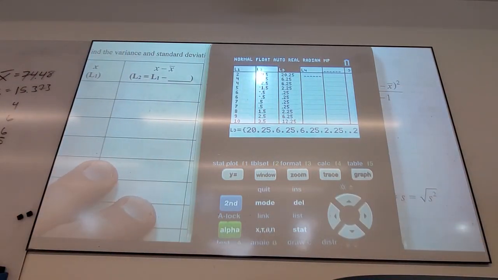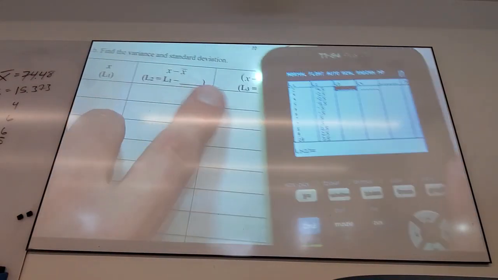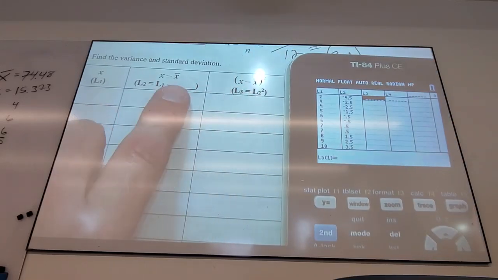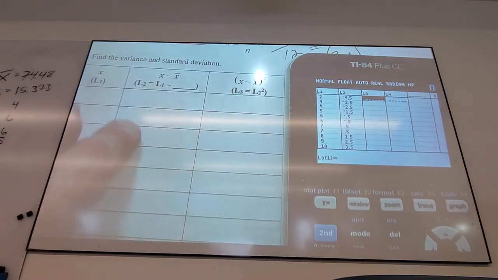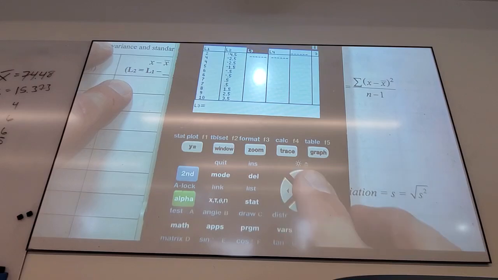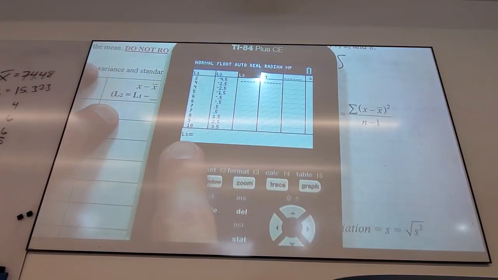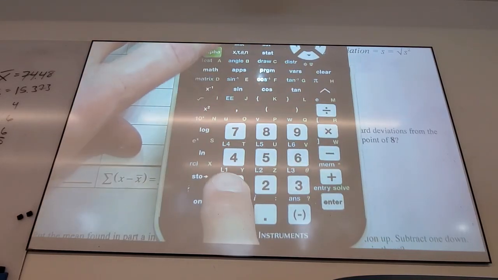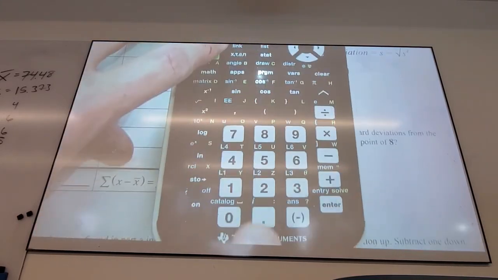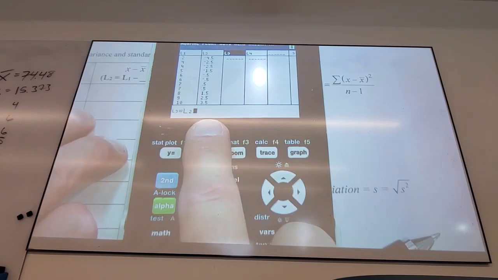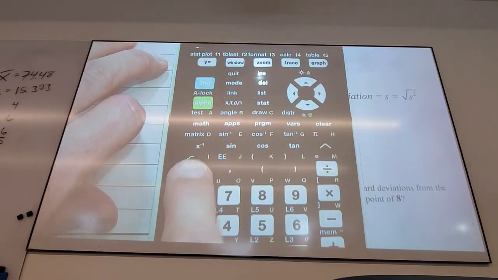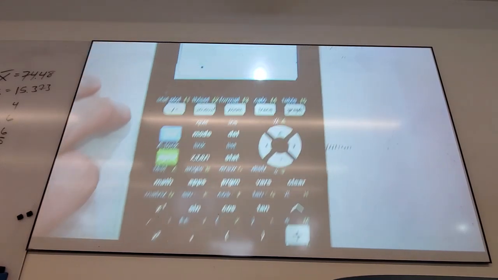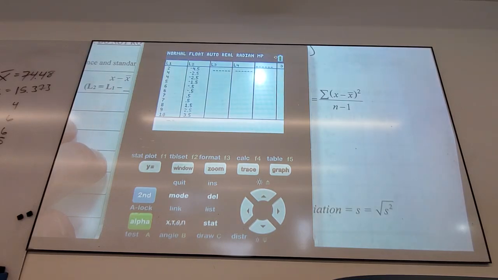Just for list 3. So I want list 3 to be this, everything in list 2 squared. It's exactly the same work we did before, correct? So I'm going to go up to list 3. Make sure you have list 3 highlighted, so it's down here saying, what do you want L3 to be? And I'm going to tell it, I want L3 to be L2 squared, which is right here. L2 squared, bam.